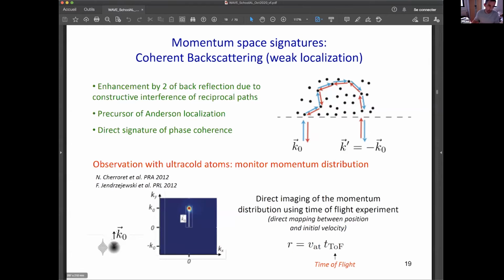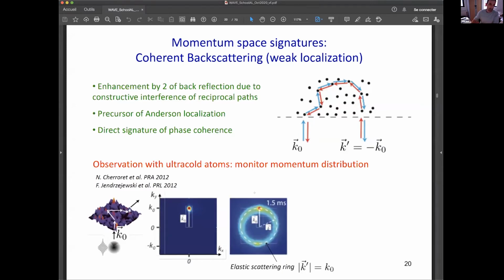So this is the initial wave, which is going upward with a well-defined momentum. Then we switch on the disorder. The experimental sequence is going this way: we accelerate the atom upwards.